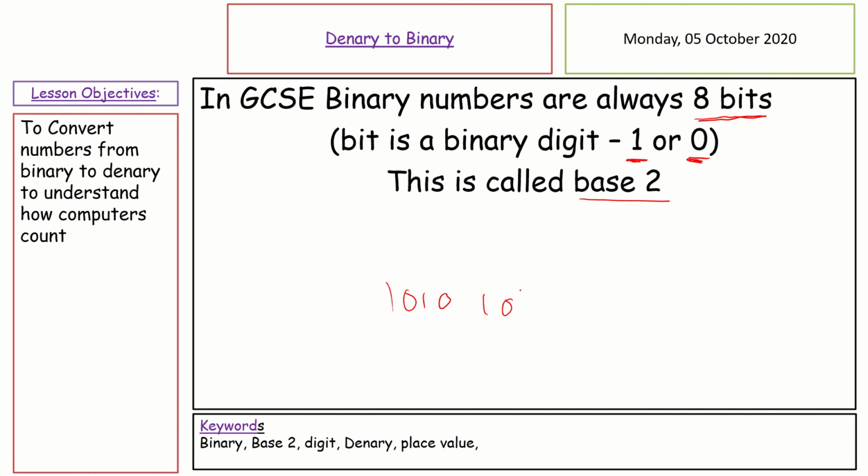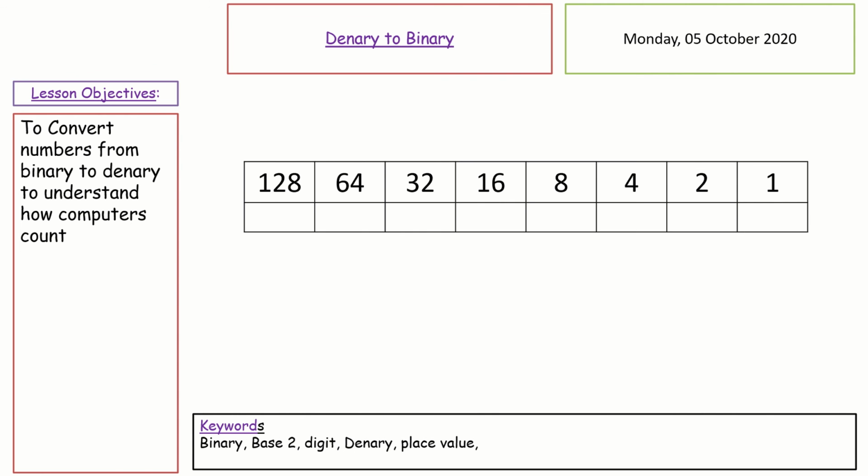Now, the point at the top is that binary numbers, like in maths, can represent any number, and we can just increase the number of bits that we write until we've made the number that we want, as long as we're only using 1s and 0s. But in GCSE computing, we always write 8 bits. And this is what our binary number will look like.